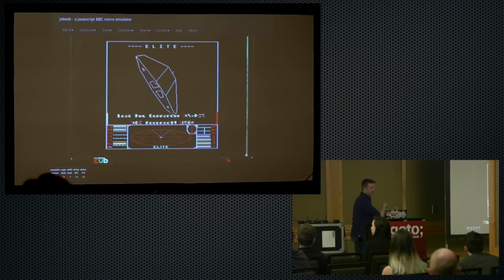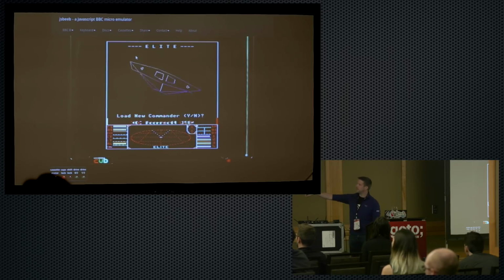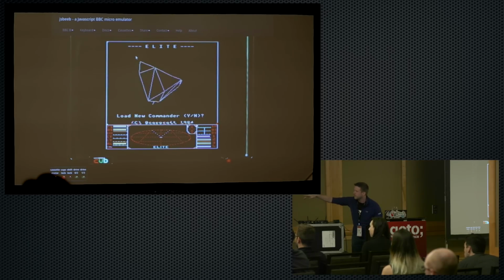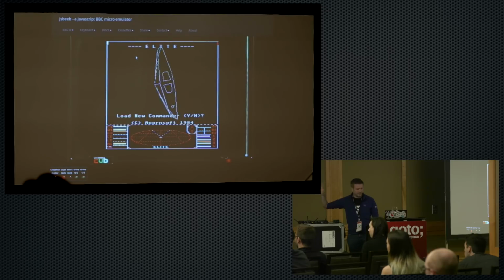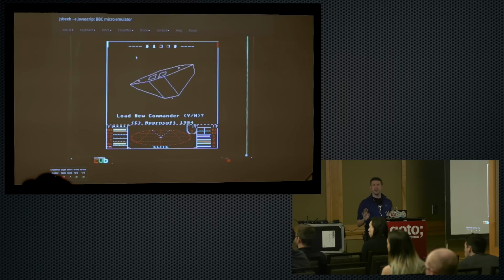It gets better. I'll do another version of this in a minute when you can see it with less corruption. You can probably see that just under where it says load new commander, it's getting a bit murky, and now something is scrolling over it, and horrible things are happening. So something isn't quite right with our emulation. What on earth is going on there?